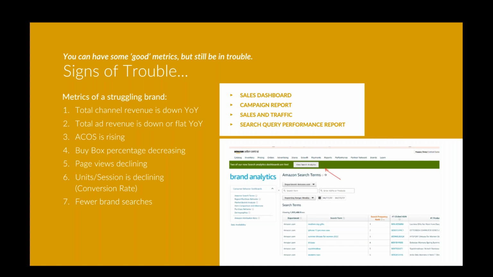So the top 3 metrics we listed here again are probably the 3 that most brands are familiar with tracking. Looking at channel revenue or their total revenue, how they're trending year over year. Same thing with ad revenue, how is that trending? Is it flat year over year? Is it declining? And then again, ACOS, is ACOS rising, showing that we're getting less efficient with our advertising. But some of the ones we've listed below are ones that are typically pretty good indicators that there might be other problems, even if we're not doing poorly in the 3 metrics above. So they might be different leading indicators that trouble could be on the way.